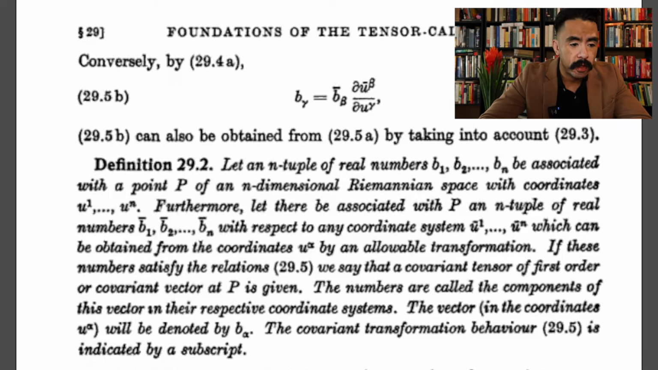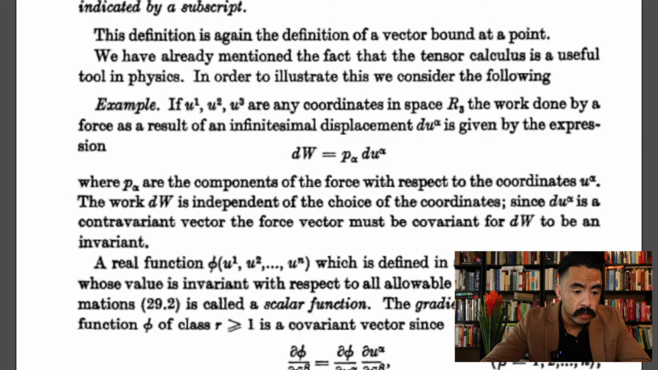If these numbers satisfy the relations previously given, we say that a covariant tensor of first order or covariant vector at capital P is given. The numbers are called the components of this vector in their respective coordinate systems. The vector in the coordinates u alpha will be denoted by b sub alpha. The covariant transformation behavior previously given is indicated by a subscript. This definition is again the definition of a vector bound at a point.